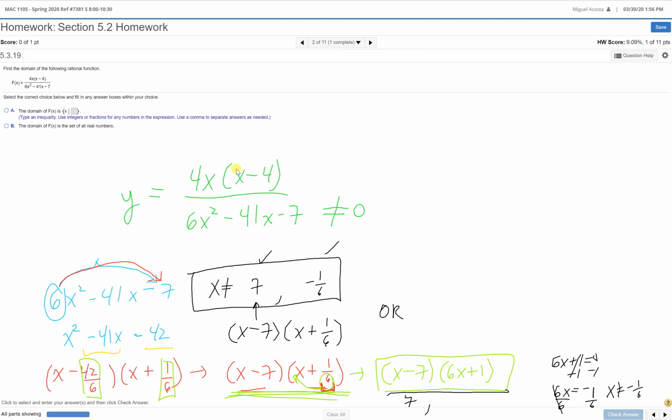What about the numerator? Irrelevant. Doesn't matter. So we're just going to go ahead and put that solution. Let me get rid of the drawing.